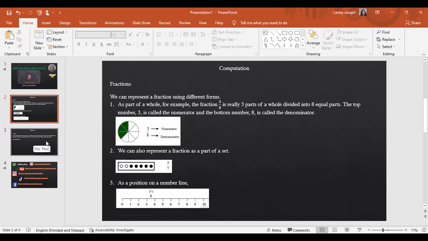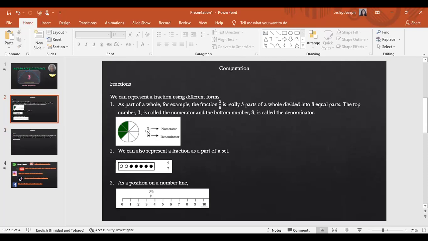So while we're dealing with computation, one of the things that we will come across a lot in maths is fractions. We can represent fractions using different forms. So fractions can be a part of a whole, such as with 3/8. You have this circle, which is divided equally into 8 parts. And what is shaded is 3 parts of that 8.